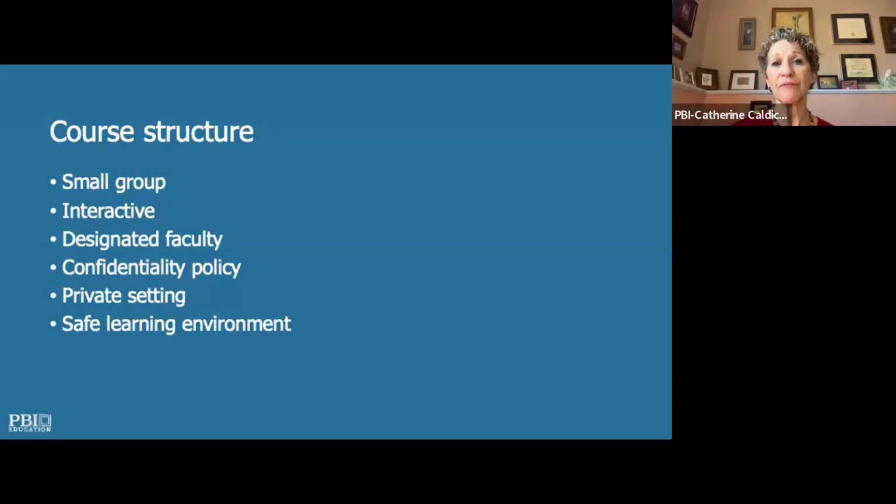There are designated faculty that teach the entire course, so they get to observe the development of insight and the development of growth over the duration of the course, or they get to observe the lack thereof. That's also important. There are strict confidentiality policies. The setting must be private, and the faculty do a lot to establish a safe learning environment.